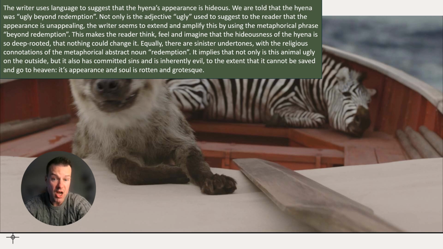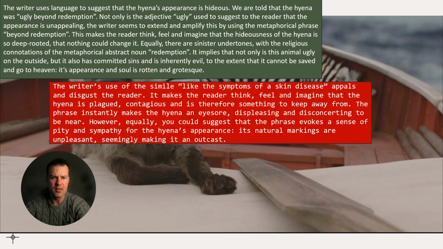Equally, there are sinister undertones with the religious connotations of the metaphorical abstract noun redemption. It implies that not only is this animal ugly on the outside, but it also has perhaps committed sins and is inherently evil to the extent that it cannot be saved and go to heaven. Its appearance and soul is rotten and grotesque. So you can see the first one there, how I've extended it, how I've explored, I've been perceptive. So let's see how I take that further forward.